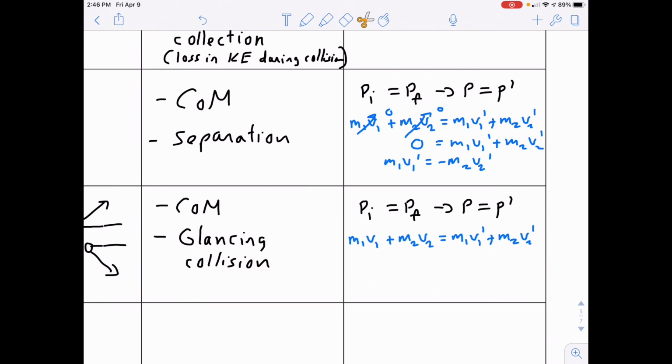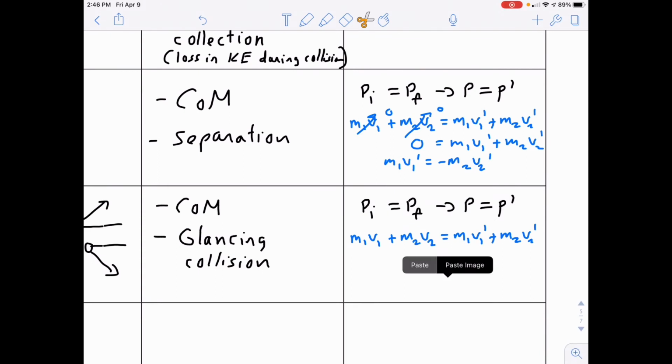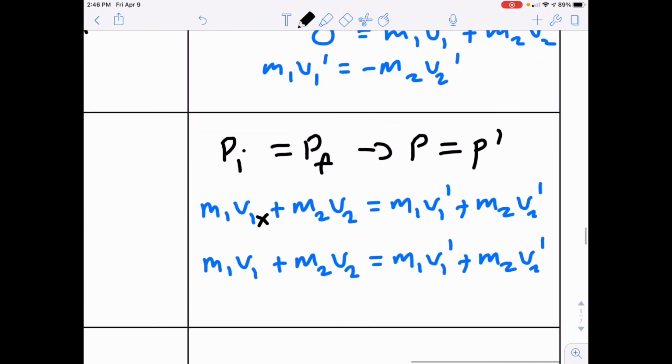We take the same equation, but we write down the formula for conserving momentum twice. Once for the x direction, and once for the y direction.